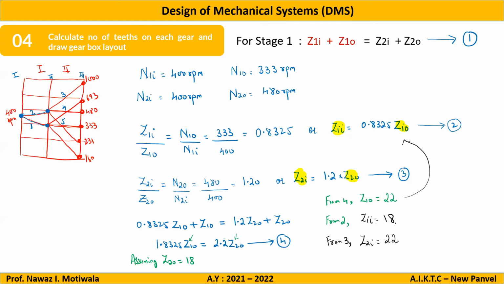So now I have successfully found out the number of teeth on each and every gear for stage 1. Is it? Yes sir. See, these 4 are our answers: Z2O, Z1O, Z1I and Z2I. So our first stage calculation is finished. We have found out all the numbers of teeth in the gears on stage number 1.